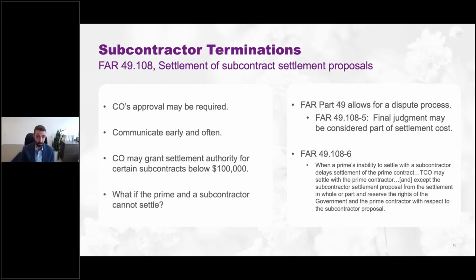In other words, the prime and the government can say, look, we're going to set this issue aside. We've got this subcontract dispute. That's going to have to play out. Let's all reserve our rights and let that process play out. We can settle everything else in the meantime.